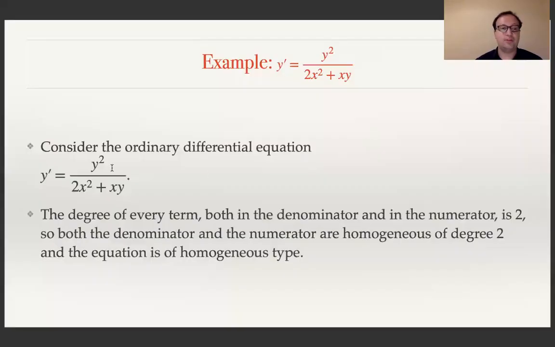All right, here's one example. Consider the ordinary differential equation y prime is equal to y squared over 2x squared plus xy. Here the degree of every term, both in the denominator and in the numerator, is 2. So both y squared and 2x squared plus xy are homogeneous functions of degree 2. So this really is an ordinary differential equation of homogeneous type.